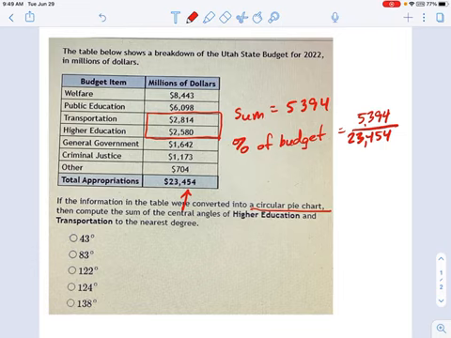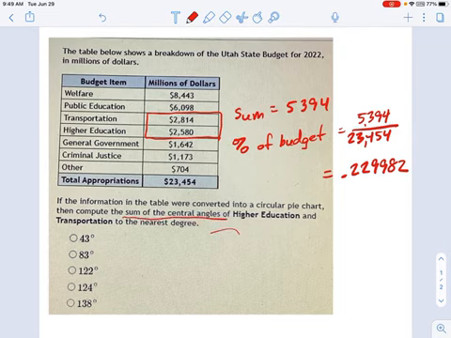5,394 divided by 23,454 equals 0.22998. I think that's plenty of decimals. And now what we're asked to do with this is convert this into a circular pie chart, and I want to know the sum of the central angles.